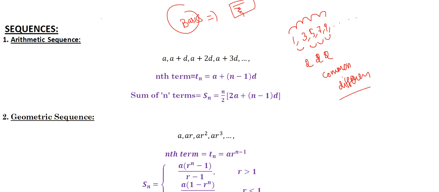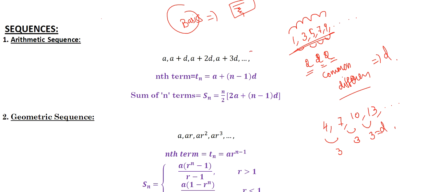That common difference will be taken as d, and in this case the common difference was 2, in the example which I gave you. For example, 4, 7, 10, 13, etc. So here what is the common difference? It's going to be 3. Again, this is going to be my d.